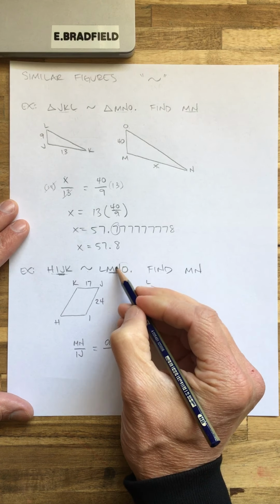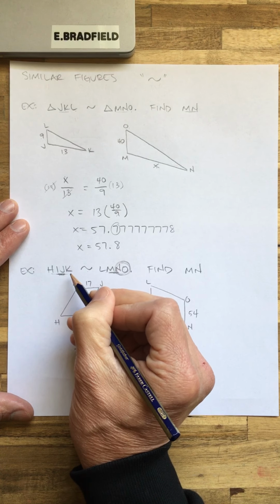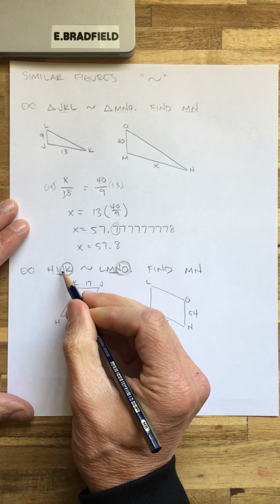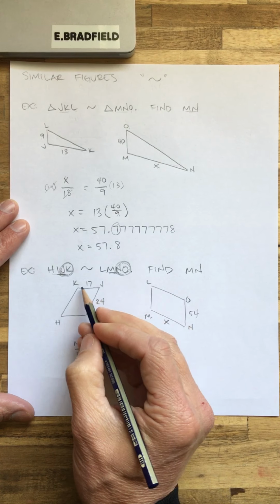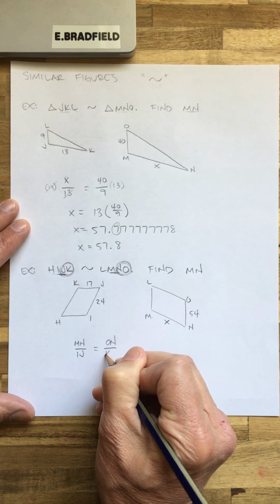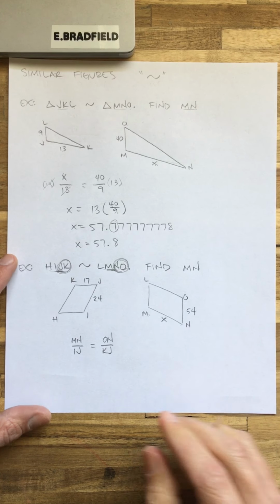So look over here. We have the ON right there, okay? What does that match up with? It matches up with the JK or the KJ. So look over here. Do you see the KJ right there? JK, KJ. So we'll put KJ right there. Now we're set. Now we're ready to go, okay?